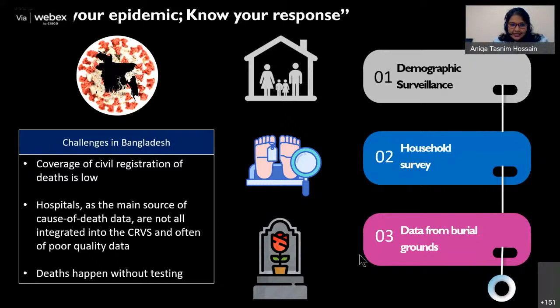So with that motivation, we in ICDDR,B started thinking of some innovative and inexpensive ways to report on excess mortality. One of those was using demographic surveillance site data, the second was household survey data at a subnational level, and the third was data extracted from burial grounds.